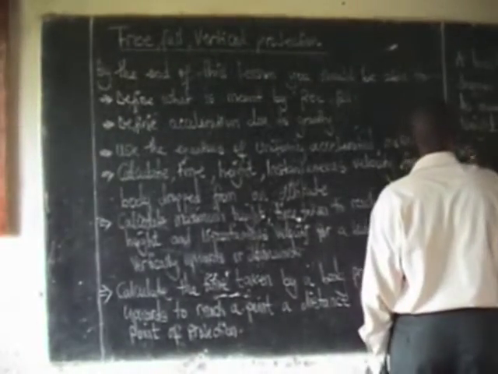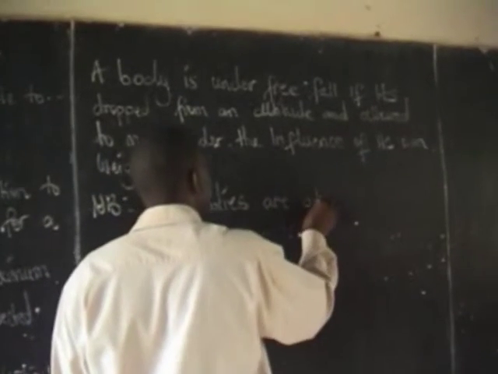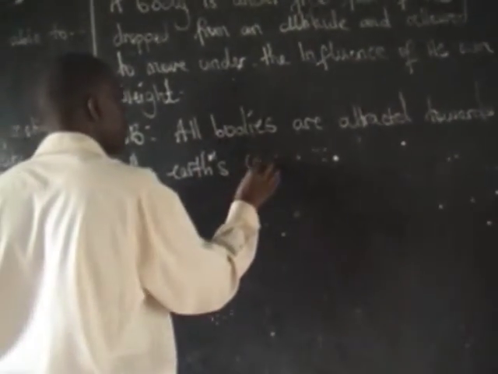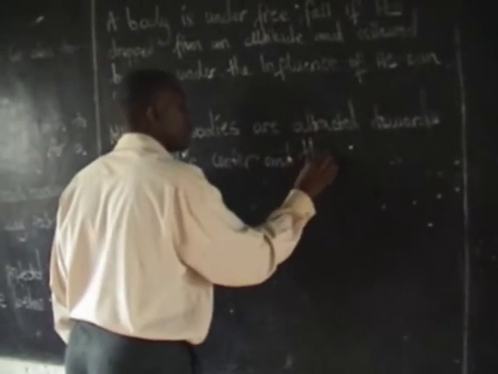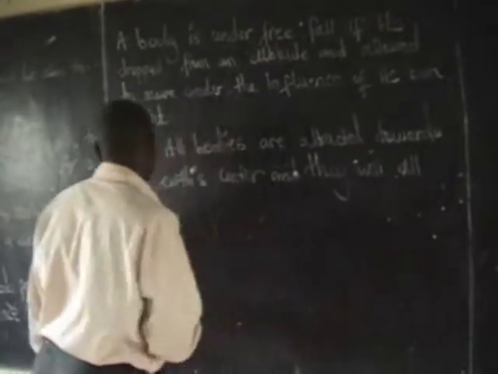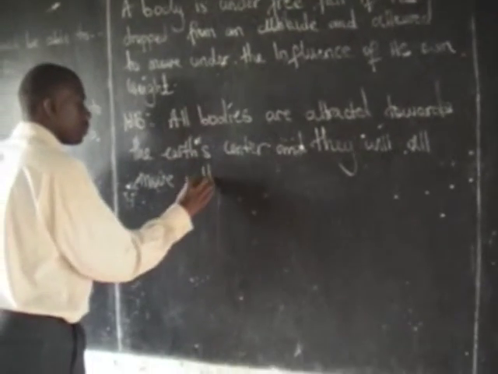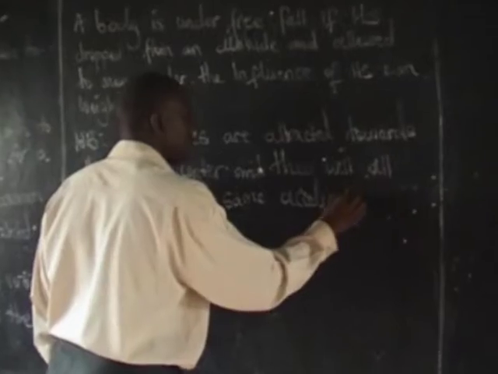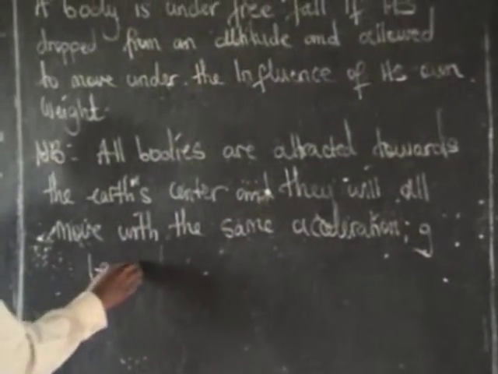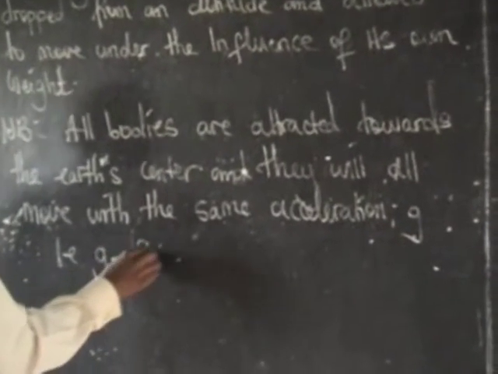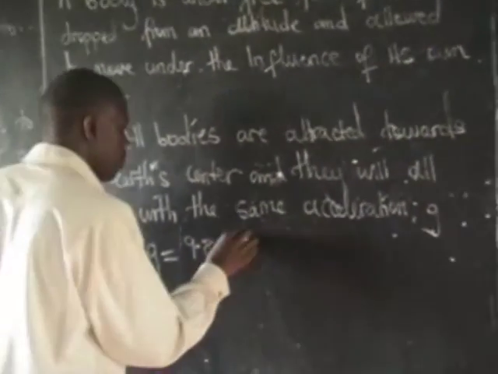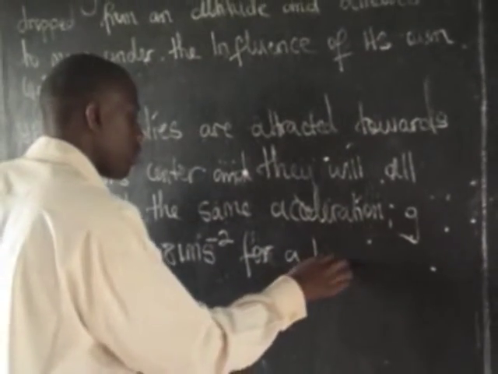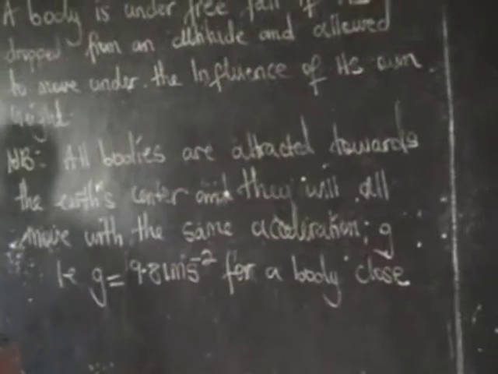So what you have to note is that bodies are attracted towards the center, and they will all move with the same acceleration g, i.e. g equals 9.81, for a body close to the Earth's surface.